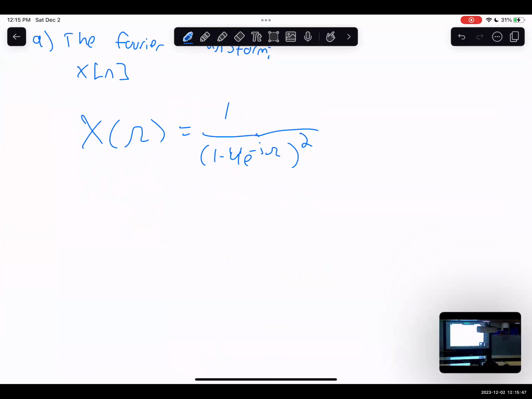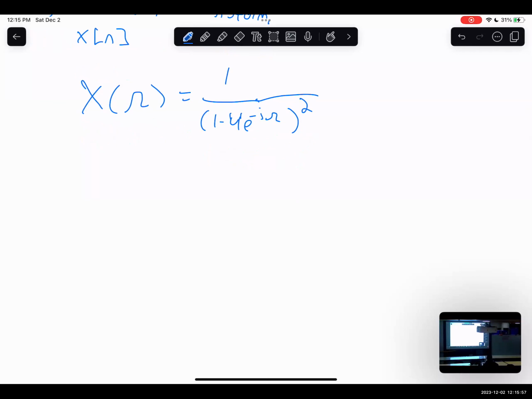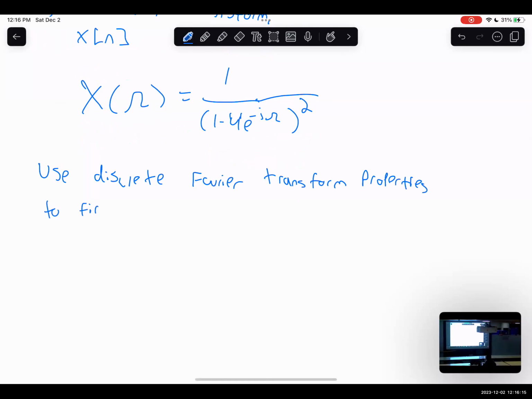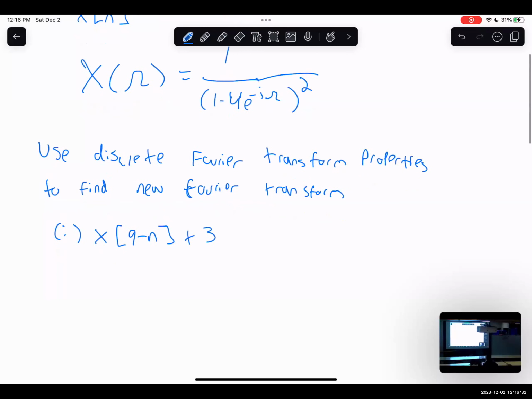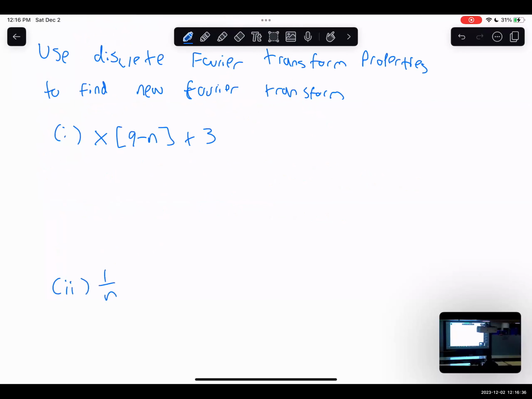So you're given a Fourier transform of a signal x of n. Here's the Fourier transform. X of omega equals 1/(1 − 4e^(−jω)) squared. Okay? So this is a Fourier transform properties question. So we're going to use the discrete Fourier transform properties. We find a new Fourier transform for these two separate equations here. So here we're going to have x of 9 − n + 3. And here we're going to have 1/2 n x of n.